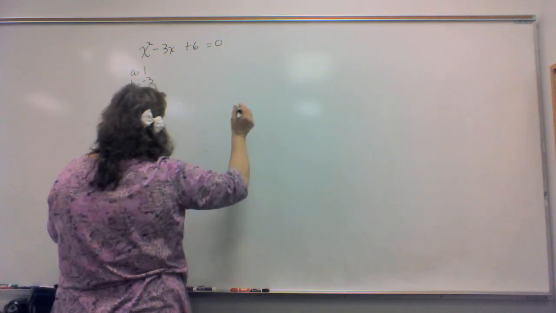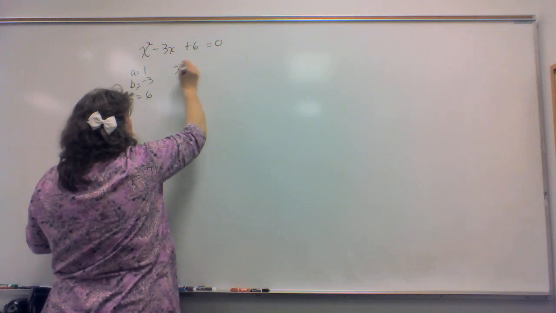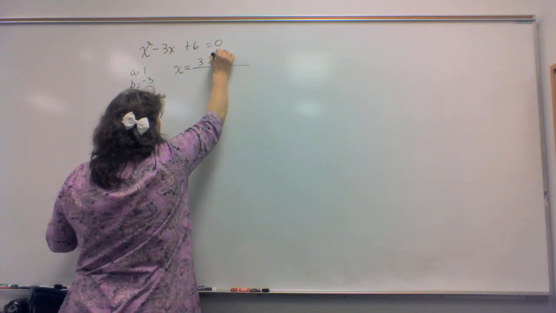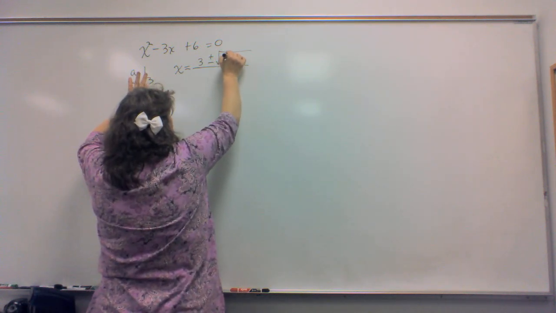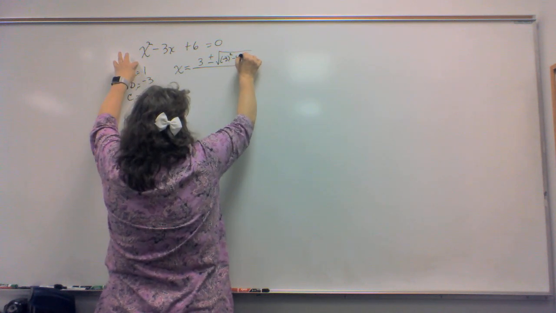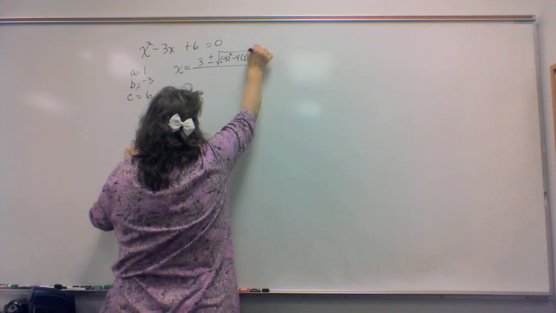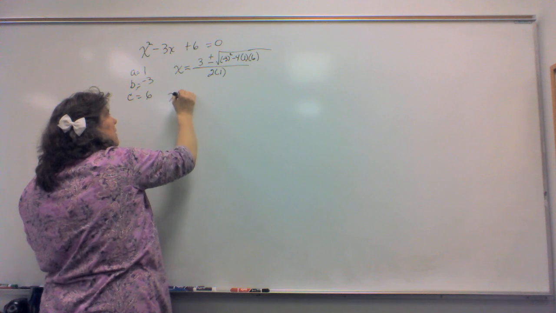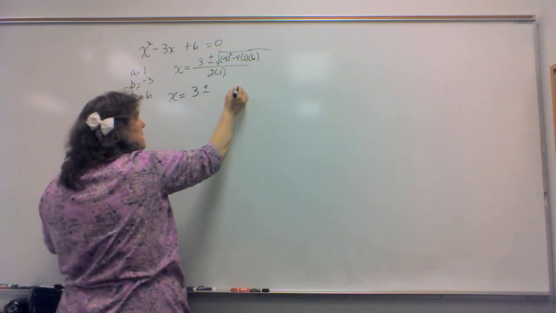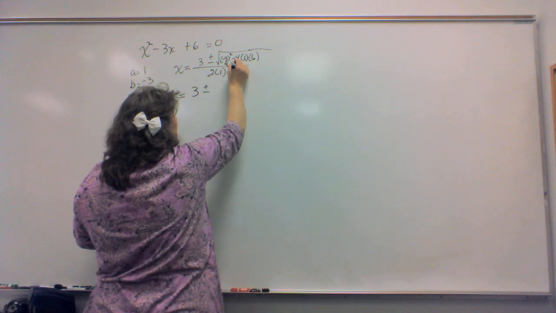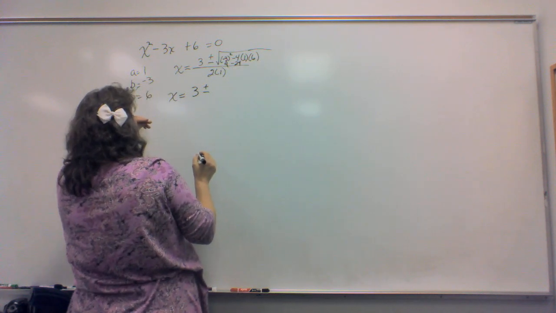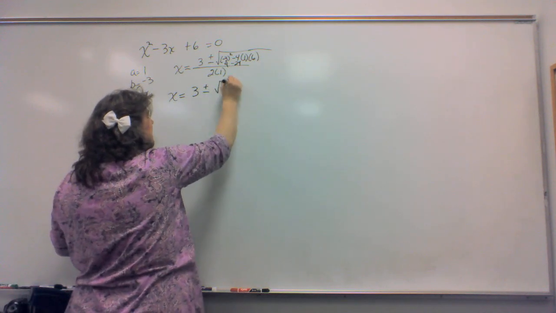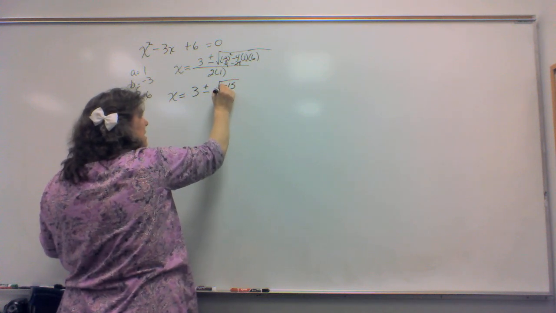Okay? Looking at this thing, you have x equal to, the opposite of negative 3 is a positive 3, plus or minus the square root, negative 3 squared minus 4 times 1 times 6, all over 2 times 1. 3 plus or minus. This is 9 minus 24, which is going to give you a negative 15, I believe. Yep. Square root of a negative 15. There's that i. You see that?